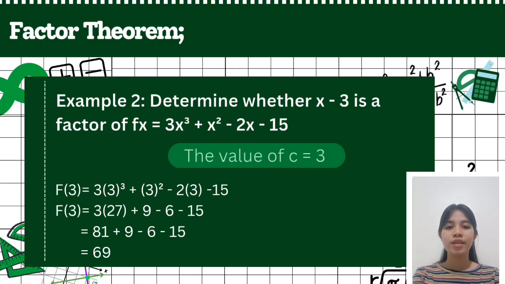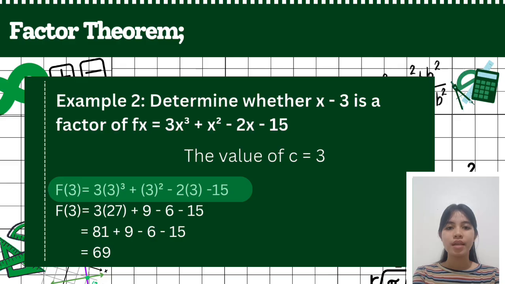The value of c is 3, so substitute 3 for the variable x. So we now have f(3) equals 3 times 3 cubed plus 3 squared minus 2 times 3 minus 15. So we get 3 times 27, by multiplying 3 times 3 times 3 to get 27. Then multiplying it by 3 to get 81.